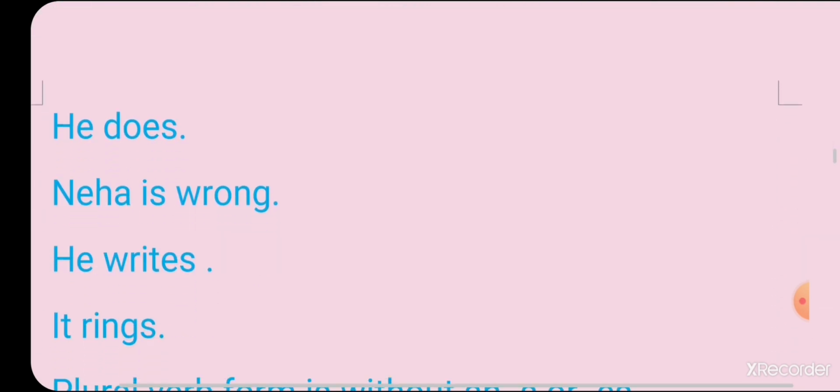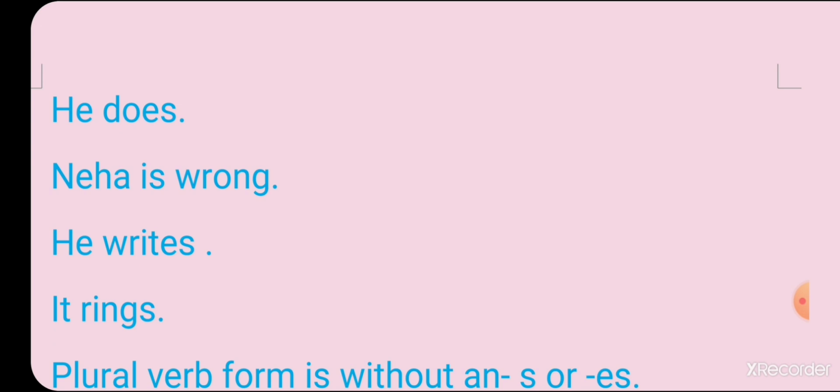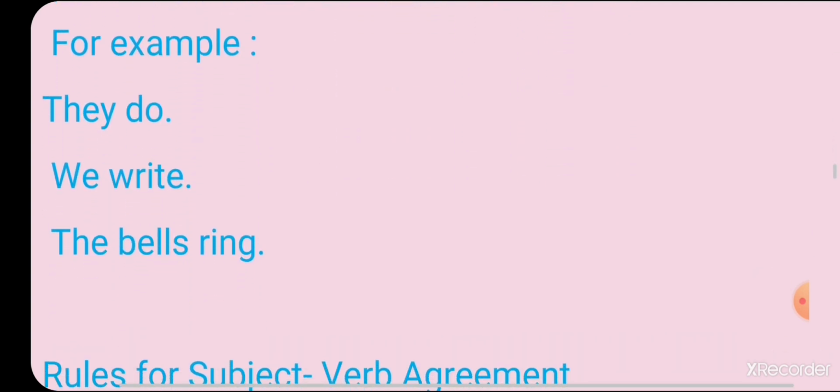For example, students, he does. Do is the base verb. Here we have added es with do. Then he writes. Write is the base verb, so we have added s here to make it singular. He writes. It rings. Then students, for plural, they do without s or es. They do, we write, the bells ring.